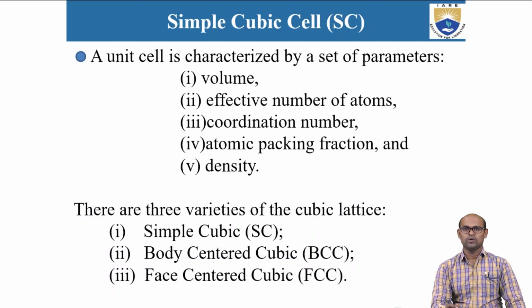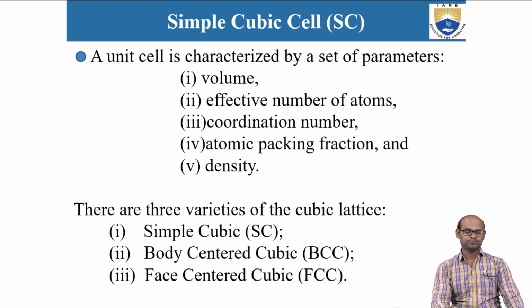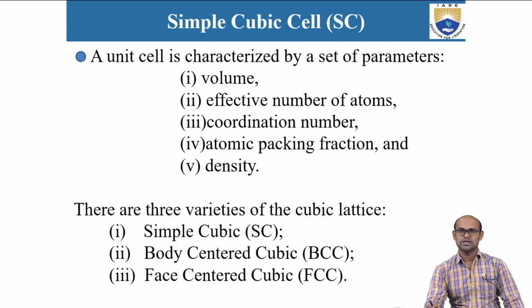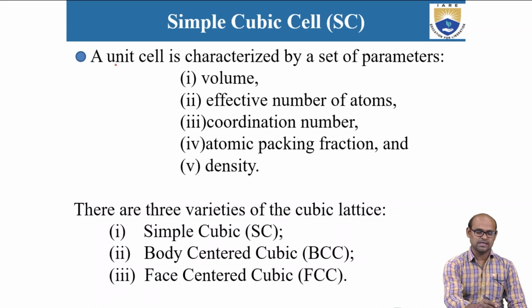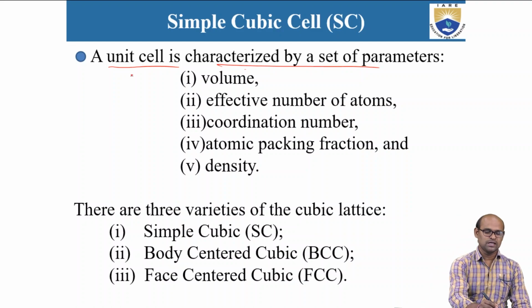But today we are going to discuss the structure and packing fraction of different cubic lattices, starting with the simple cubic unit cell or simple cubic lattice. Okay, a unit cell, we know what a unit cell is. A unit cell is characterized by a set of parameters. A unit cell is the smallest geometric unit, by repeating which you can generate the complete lattice. Okay, so a unit cell is the smallest geometrical unit.